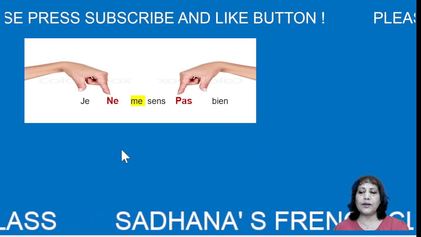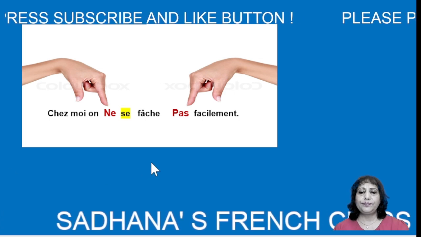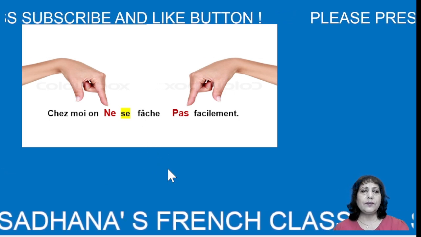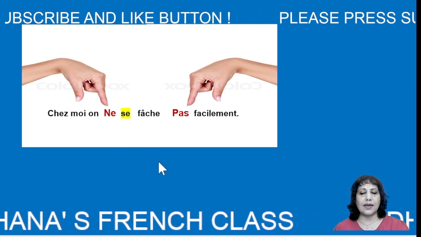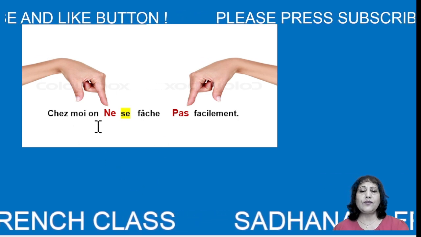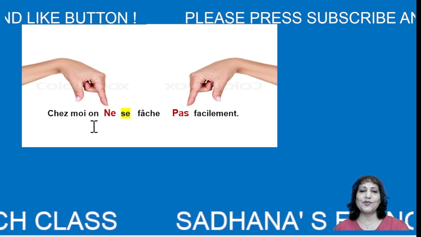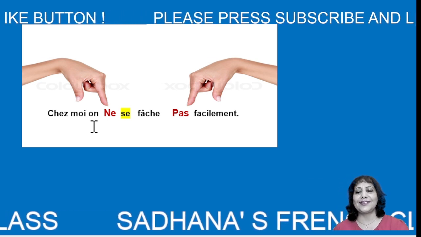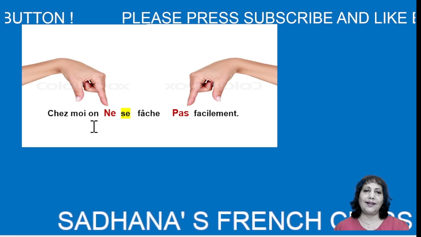Je ne me sens pas bien. I don't feel well. Another, se fâcher verb. It is se fâcher, the ending is ER, and the conjugated form you can see. Chez moi, I have not used the pronom sujet here because most of the time we use another: je, tu, il, elle, nous, vous.